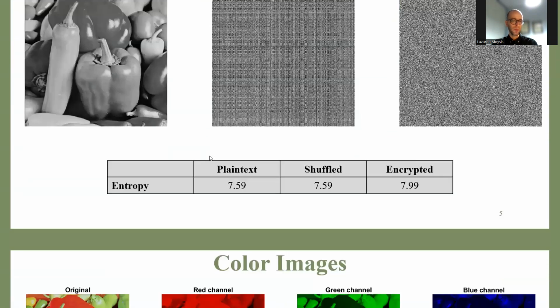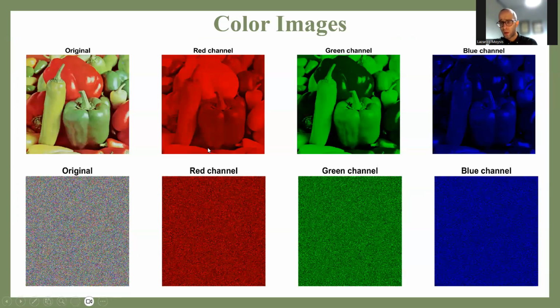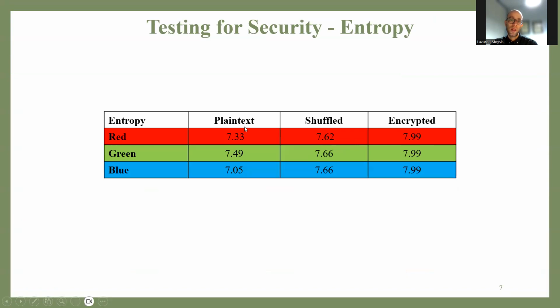And of course, the exact same thing happens with color images. We have 3 channels. So as you can understand, we measure the entropy on each individual channel, red, green, and blue. The difference here is that we perform encryption in a very specific way. We first combine all the channels together, shuffle them together, and encrypt all of them together. And this is why in this case, the plain text and shuffled channels don't have the same amount of entropy. And this is because we first combine all the channels together and then shuffle them.